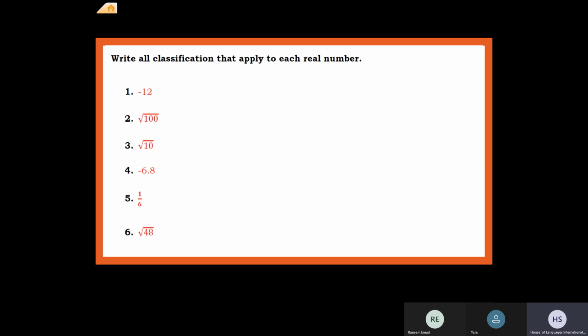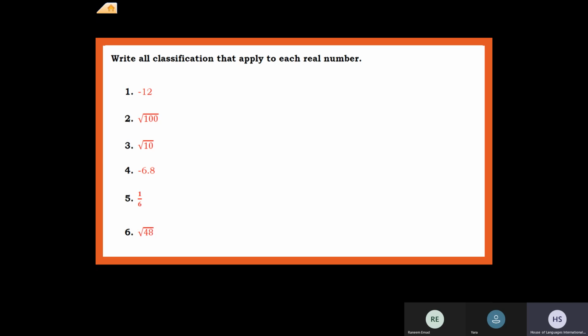9 times 5, 45 plus 2. So 47. Now let's go to the last question. Write all the classifications. I will not bring it like this, but it will come like multiple choice.